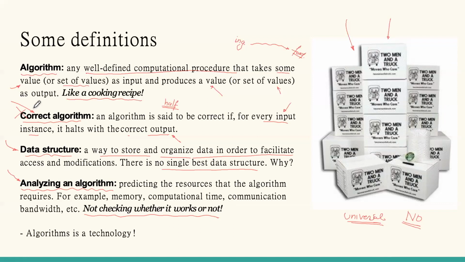But on top of that, what we want to do is predict the resources that the algorithm requires. For example, how much memory it needs, how much computational time it needs, how much network bandwidth it needs, and so on. So when we say analyzing an algorithm, we are already assuming that the algorithm works, and it gives us the correct answer. We are more interested in how fast does it run, or how much memory does it occupy, and things like that.